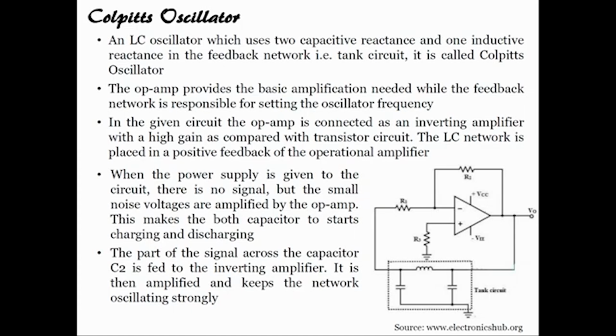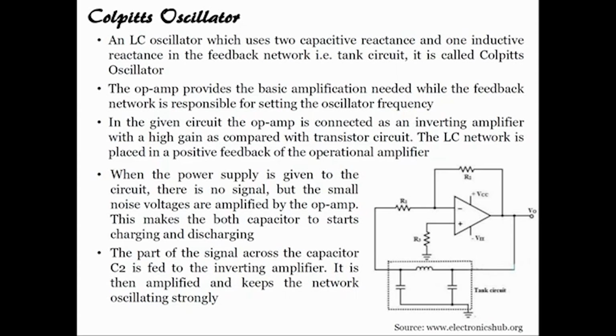Next is the Colpitts oscillator. Here we are using 2 capacitors and 1 inductor. In this oscillator, as we see here in the tank circuit, there are 2 capacitors and 1 inductor. Here the op amp provides the basic amplification needed with the feedback network. In the given circuit, the op amp is connected as an inverting amplifier with a high gain as compared with a transistor circuit.